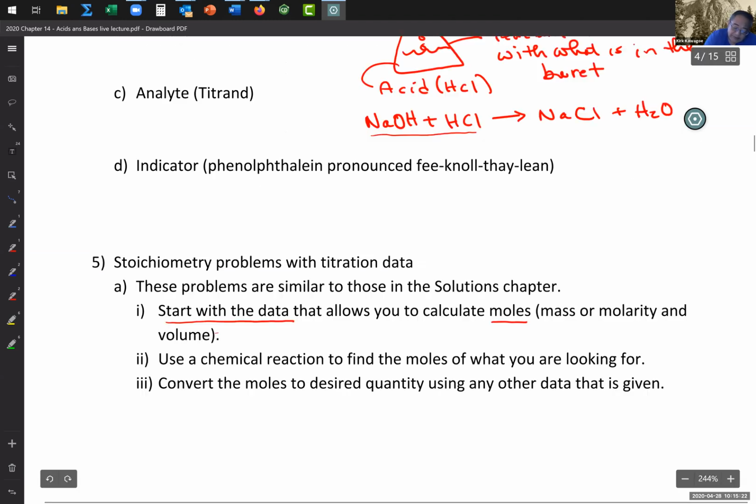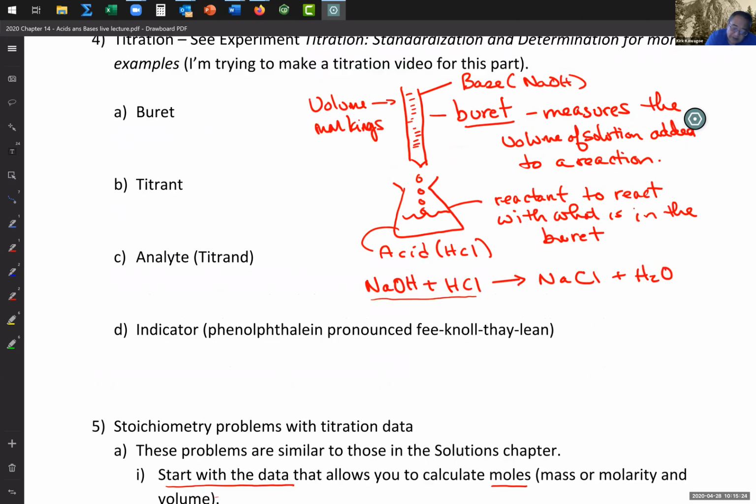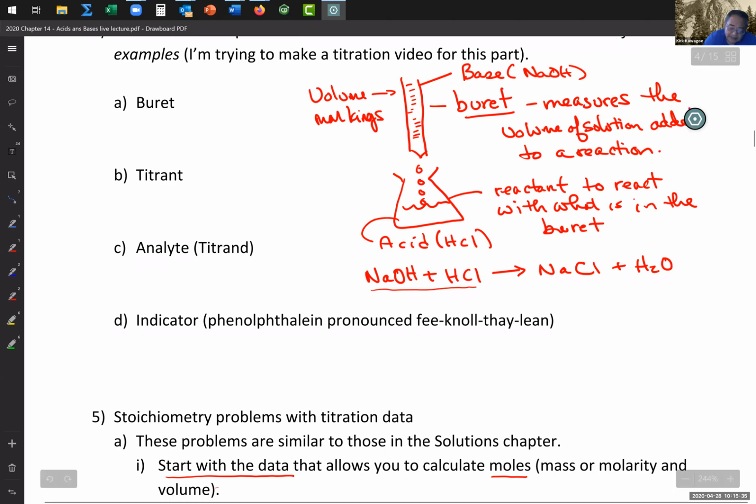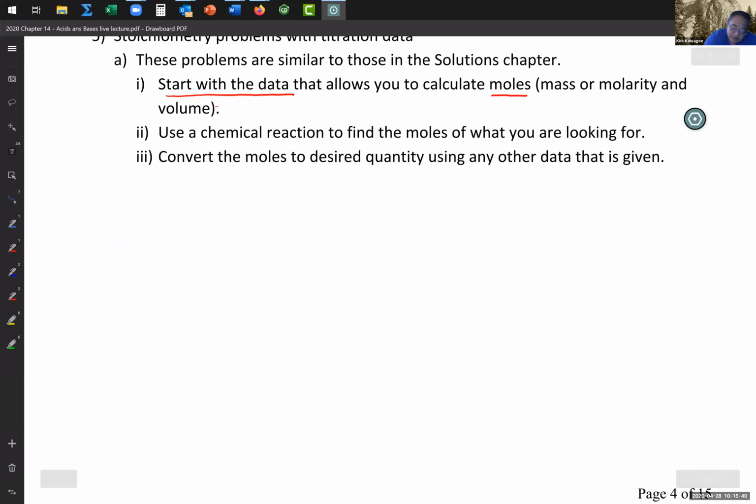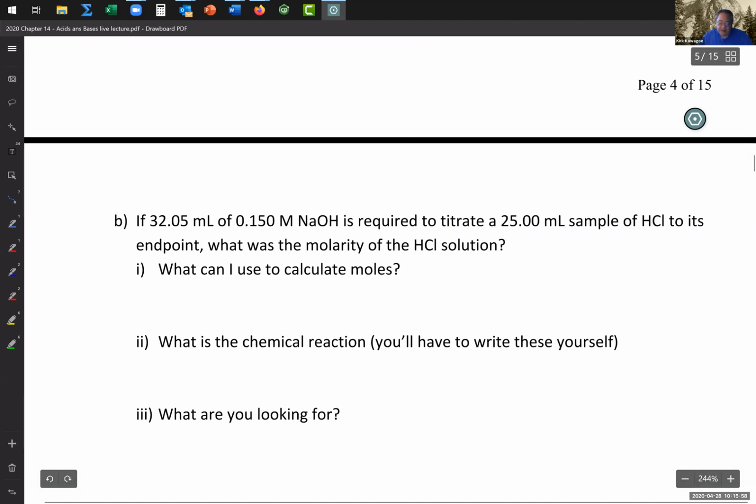For example, if you knew the molarity and volume of the sodium hydroxide, you get the moles of sodium hydroxide. In these problems, more times than not, you're going to be looking for moles of HCl. Okay? It's the other reactant. So you'll use a chemical equation to find the moles of what you're looking for, and then you're going to convert the moles to the desired unit, is really what I should say, using any other data that's given. More appropriate.